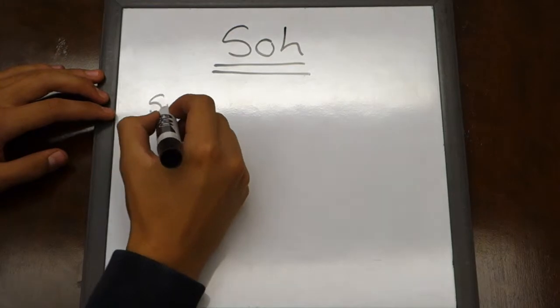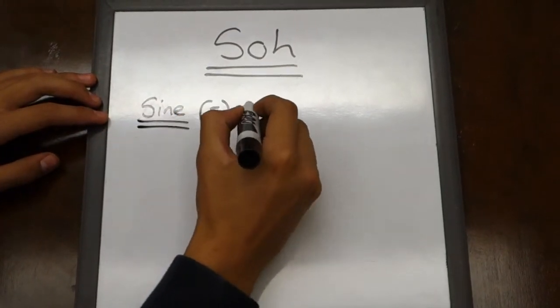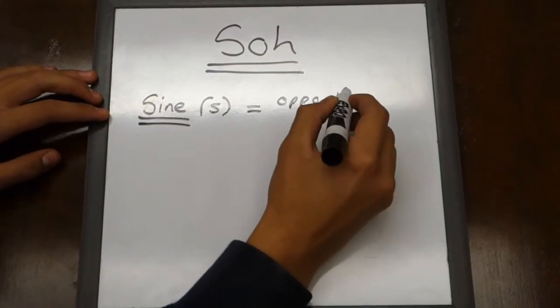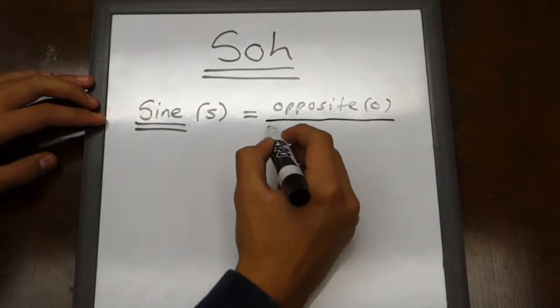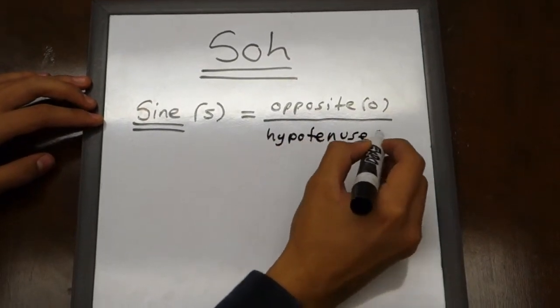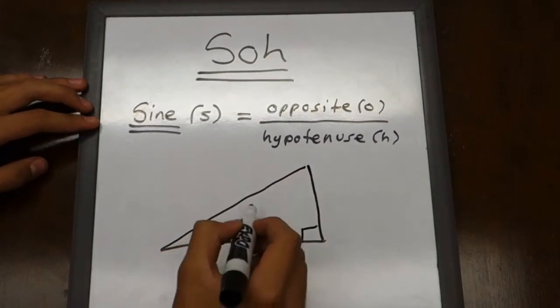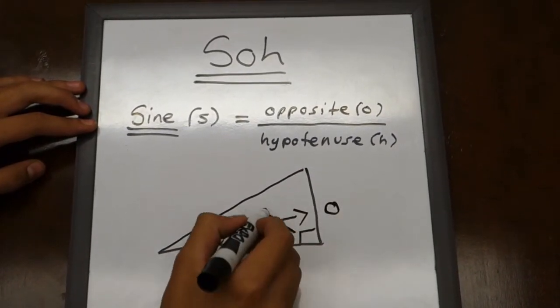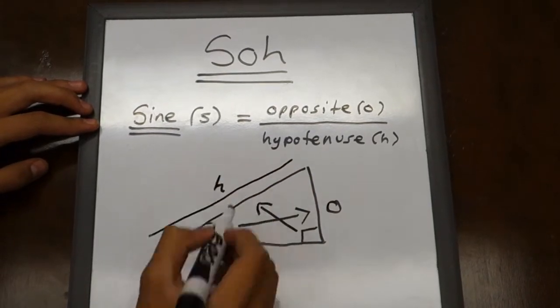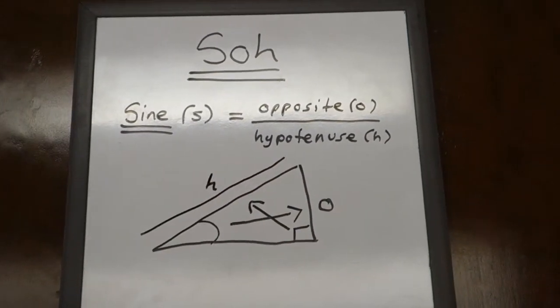The S stands for sine, which is equal to O. O stands for the opposite side, and then it is divided by H, which stands for the hypotenuse side. In a right angle triangle, the opposite side is named because it is opposite to the angle, and the hypotenuse side is the side opposite to the right angle and always the longest one.